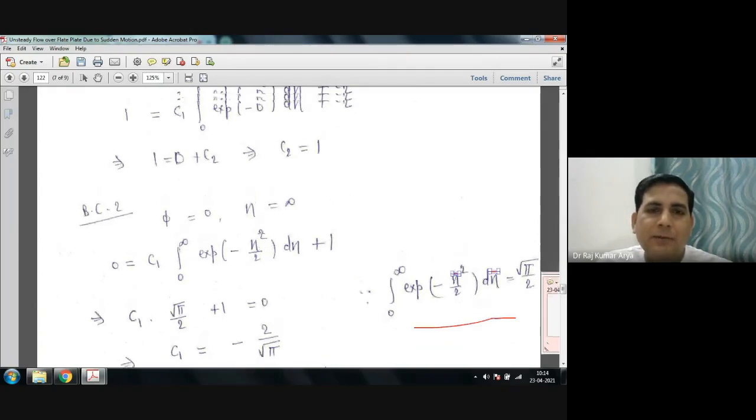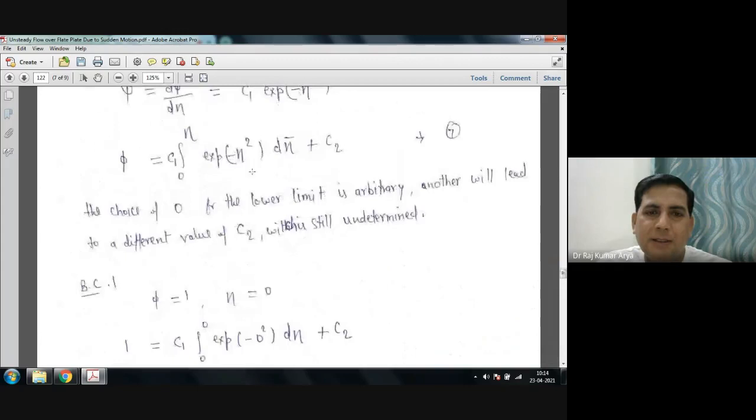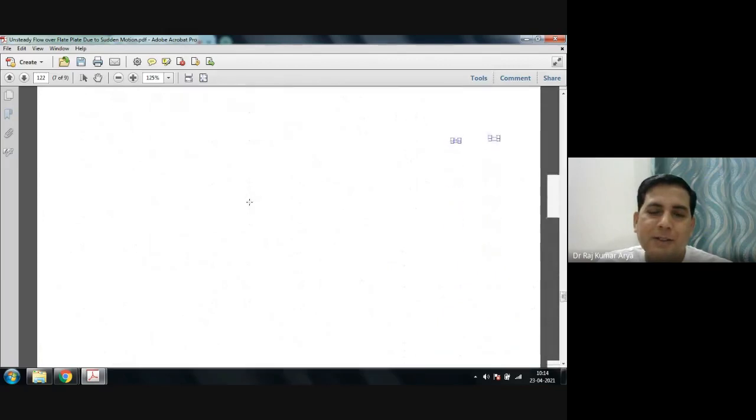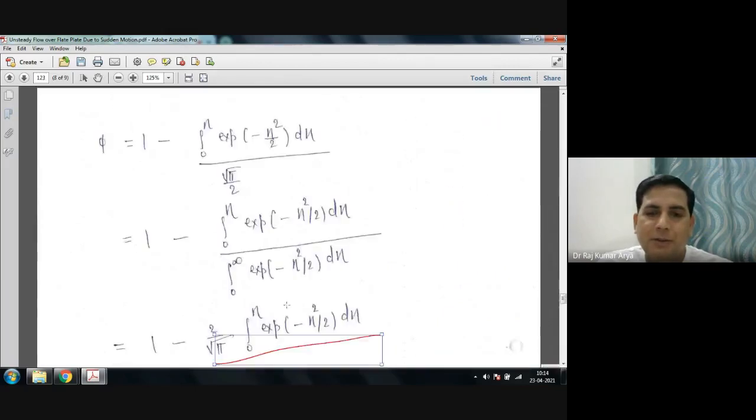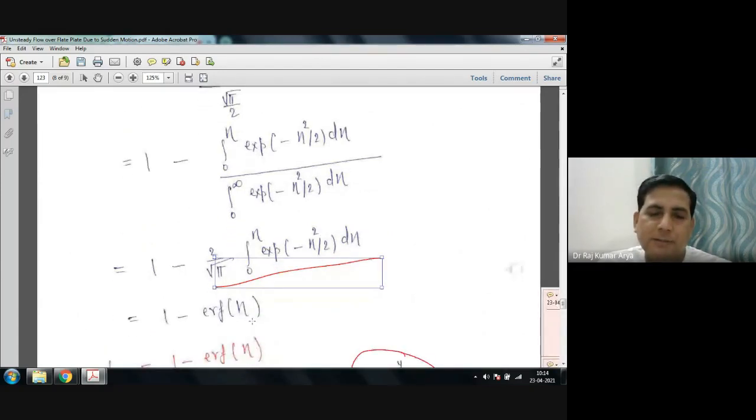So don't get confused that suddenly at this place it was eta square, and now suddenly it has become eta square by 2. It is just averaging this thing, and that's all, to convert this entire expression in terms of the error function.